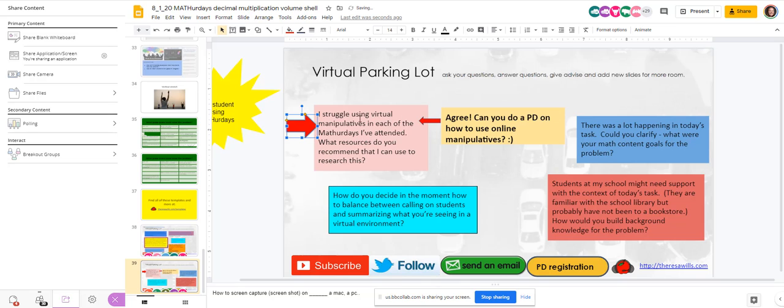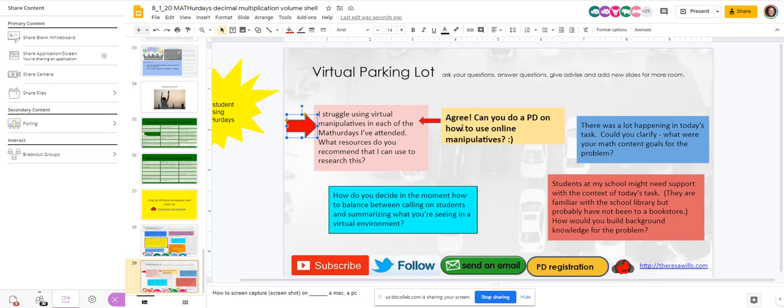All right, I've struggled using virtual manipulatives in each of the math days I attended. What resources do you recommend that I can use to research this? Yeah, I absolutely could do one on how to use online manipulatives. What I like to do, even with students, is throw out lots and lots of ones that they could use and give them some exploration time first.